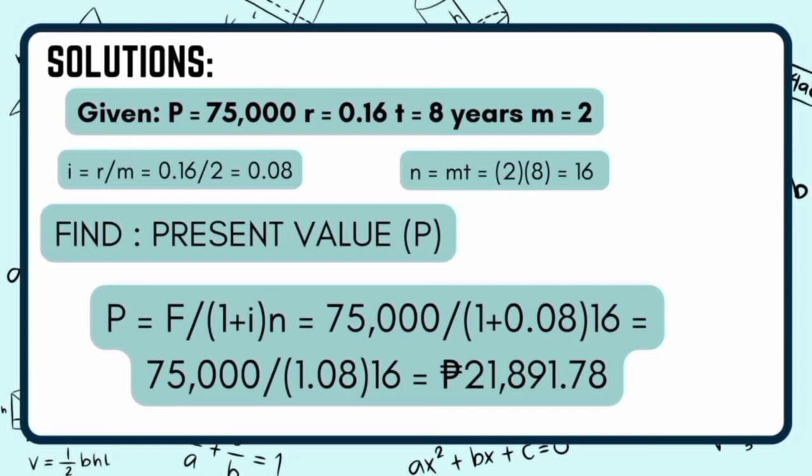Ug ato lang gi-add ang 1 plus 0.08 mao na nakakuha ta og 1.08. Ug ato da yung gi-multiply ang 1.08 sa 16. Ang result ato is gi-divide nato sa 75,000 mao nang nakakuha ta og 21,891.78. Ug mao na siya ang atong present value.